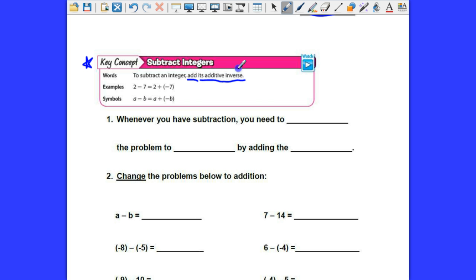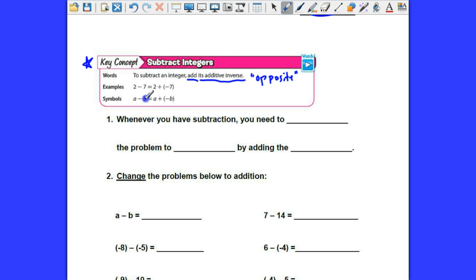Okay, so there's a big math word. Additive inverse, think of that as opposite. The opposite number. All right, 2 minus 7, they're saying is equal to 2 plus negative 7. See how it's 2 minus positive 7? It's the same as 2 plus negative 7. The truth is you'd get the same answer in both of those problems.